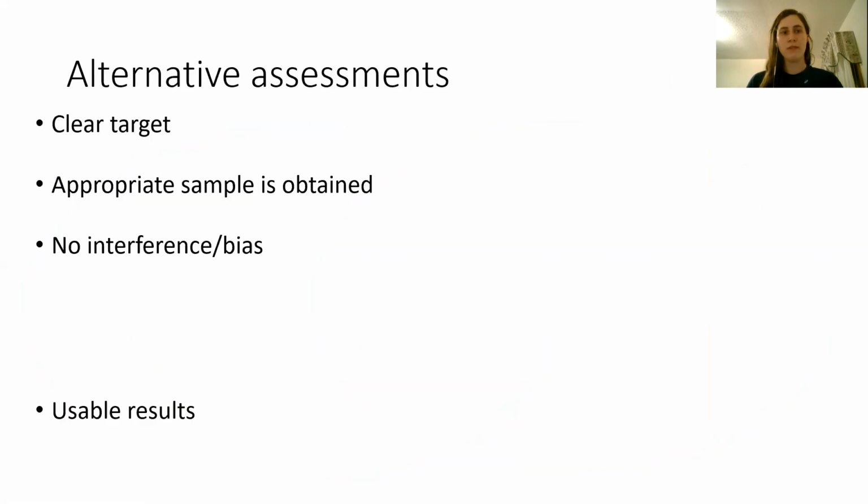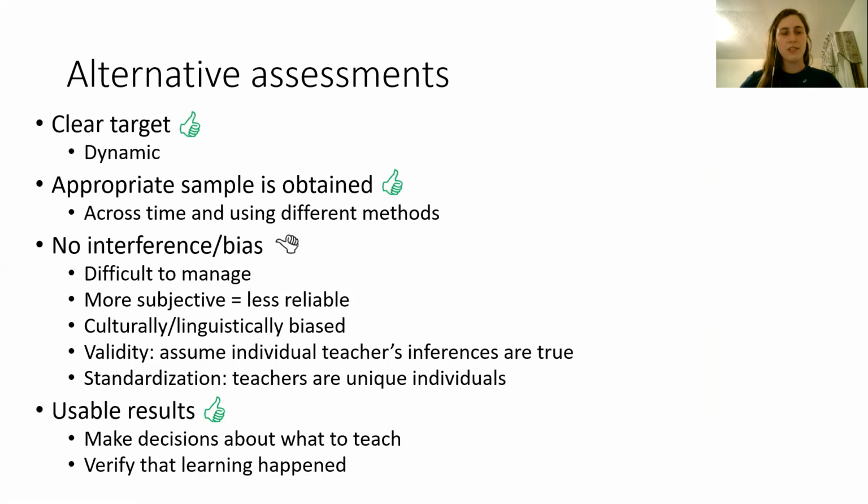All right, so again, we'll do this activity for alternative assessments. Do you think they have a clear target? Yes or no? Do they obtain appropriate samples? Do they not have bias? And do they have usable results? So you can pause the video and think about it. All right, so these alternative assessments do have a clear target, and they do look at performance across time.